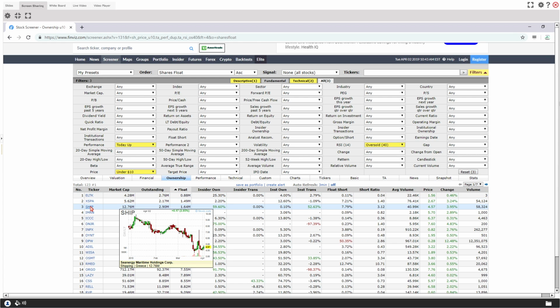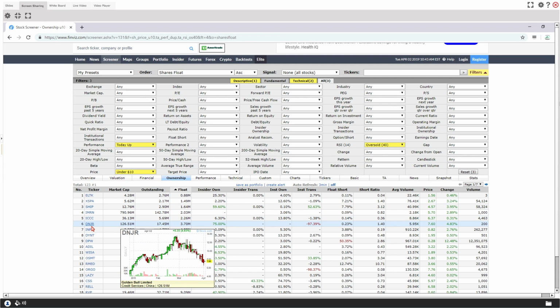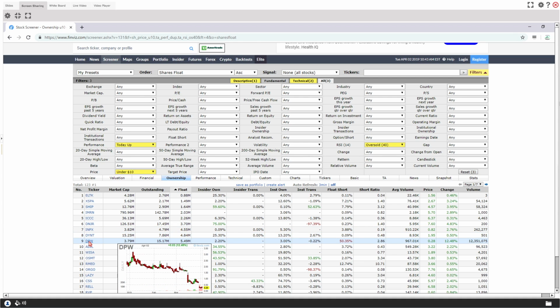Bottom right-hand corner, not moving up yet. That's starting to move up a little bit. SHIP, starting to move up a little bit. ICC, bottom right-hand corner, moving on up. And again, we still have our float right here, so we know these are all stocks that could explode very hard. Even though right here I'm not seeing anything I love, ADIL may not be bad.